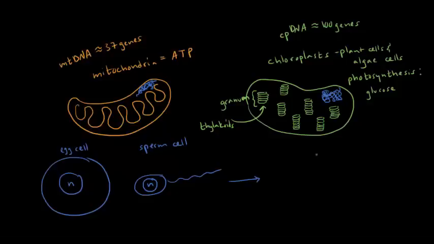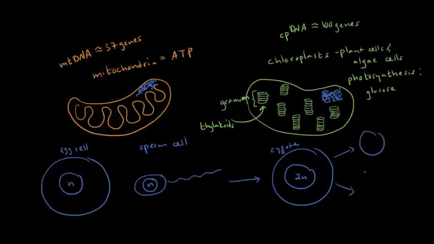But then they fuse to make a zygote. And this zygote is 2N. It has the normal amount of DNA that a cell in this organism would have. Half of it comes from the egg cell and half of it comes from the sperm cell. And then this zygote is going to divide into 2 cells, and then those 2 cells, of course, divide further. And this goes on until there are enough cells to put together an organism.